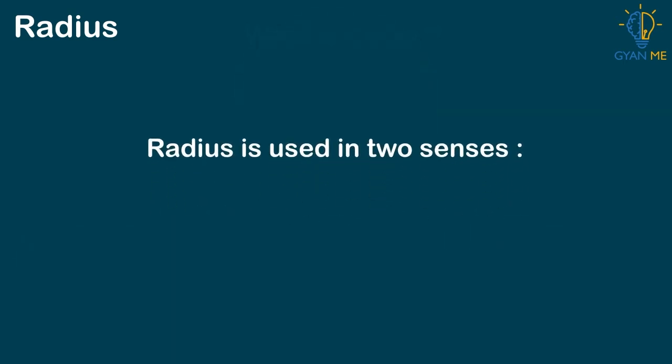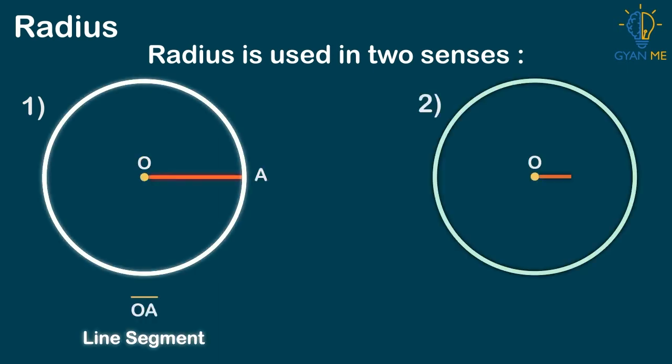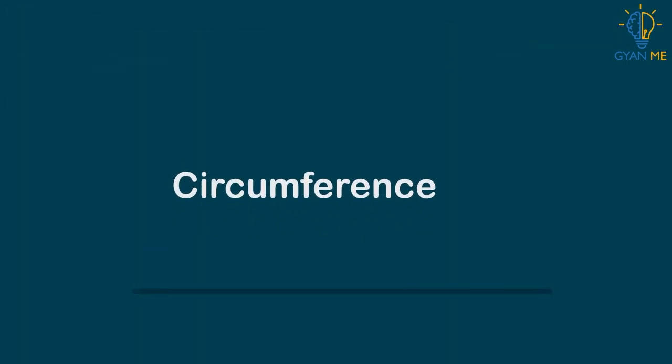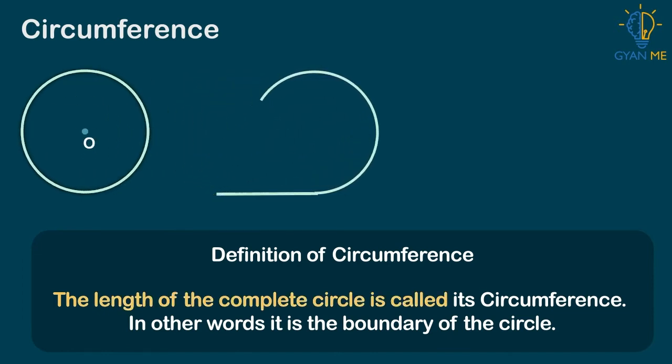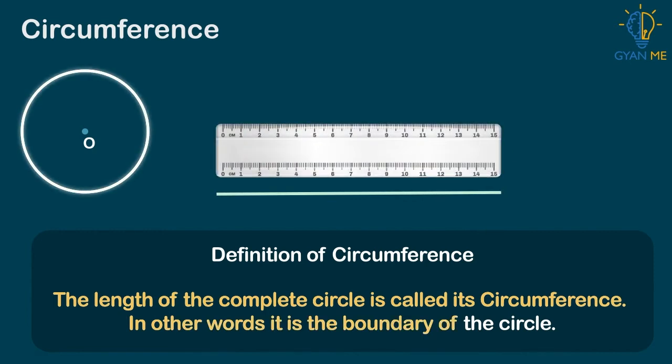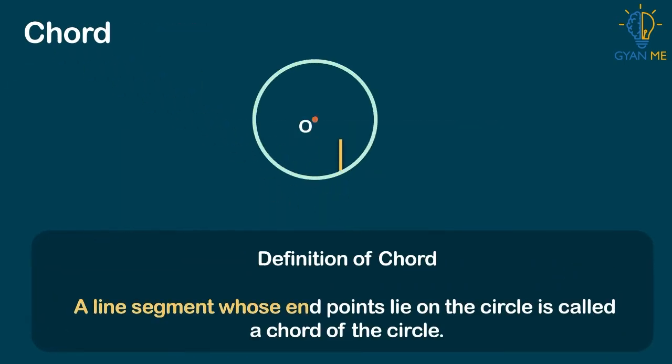Radius is used in two senses. One, in the sense of a line segment, and second, in the sense of its length. Circumference, the length of the complete circle, is called its circumference. In other words, it can be viewed as a boundary of the circle. Chord, a line segment whose endpoints lie on the circle, is called a chord of the circle.